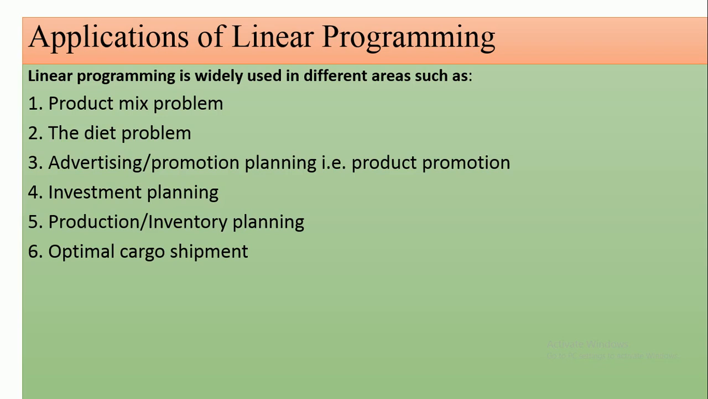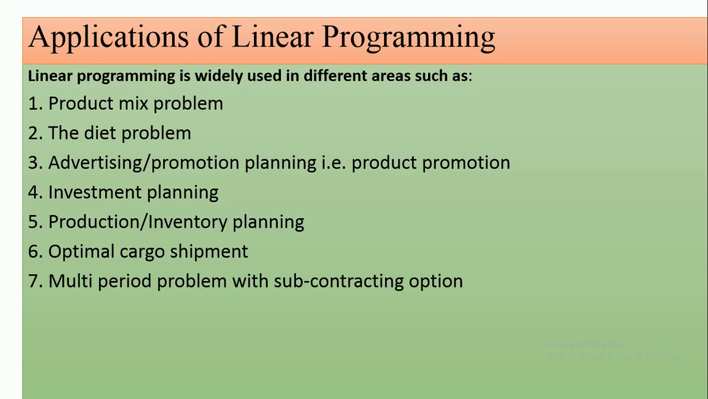Optimal cargo shipment. We use linear programming in aviation companies to have an optimal cargo shipment. They use it in aviation, whereby they try to see how to manage the passengers' cargo. So the 7th one is the multi-period problem with subcontracting option. You can use linear programming when you have such a situation.